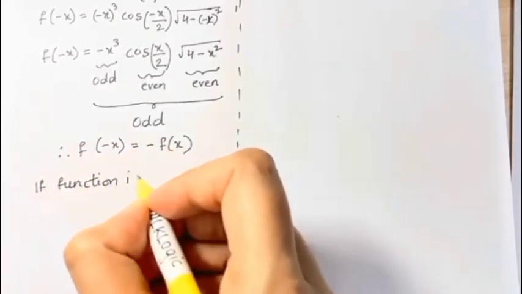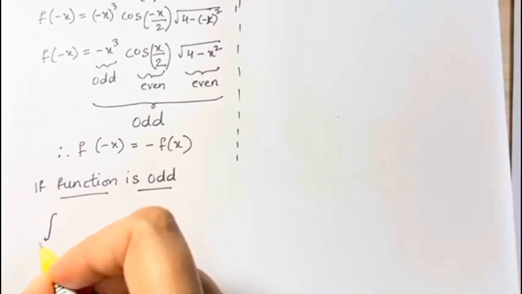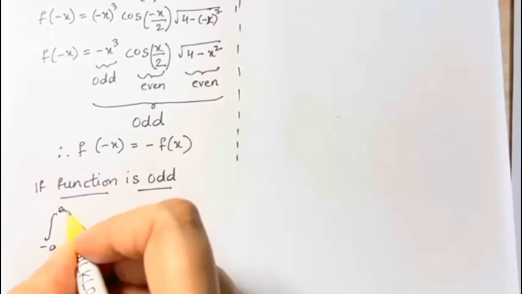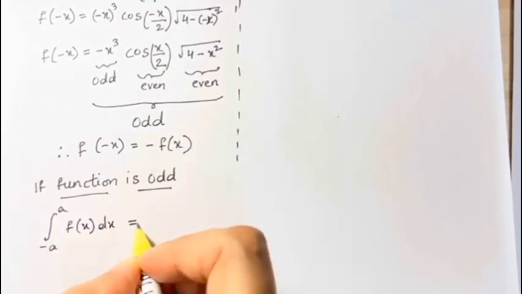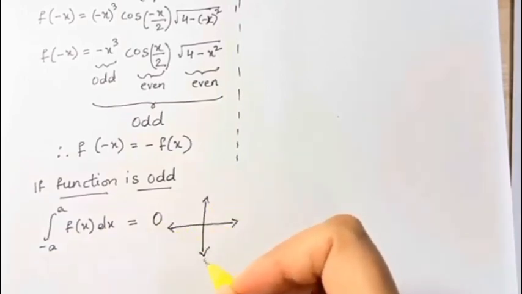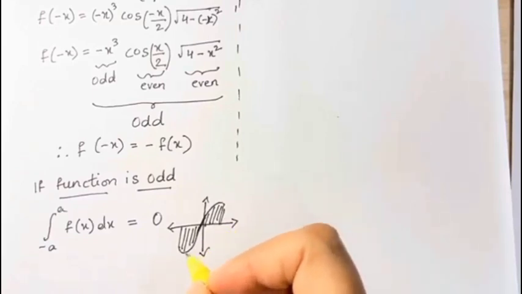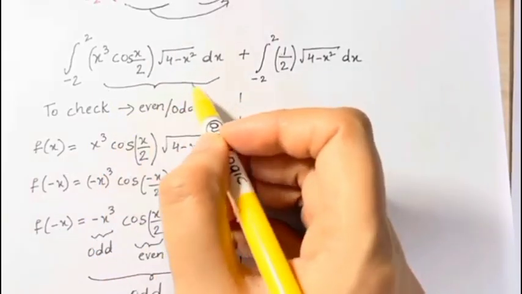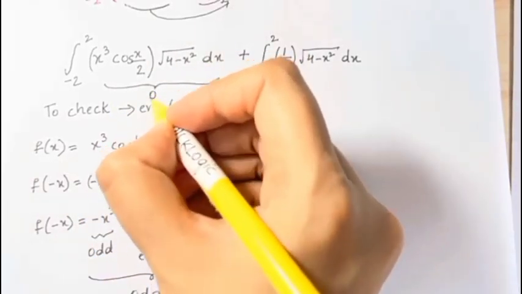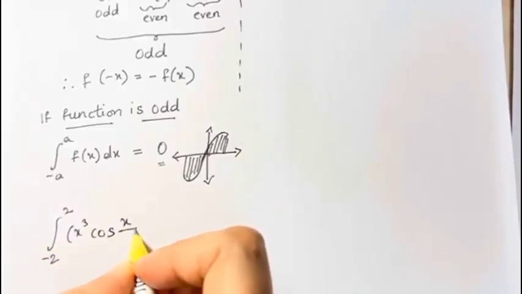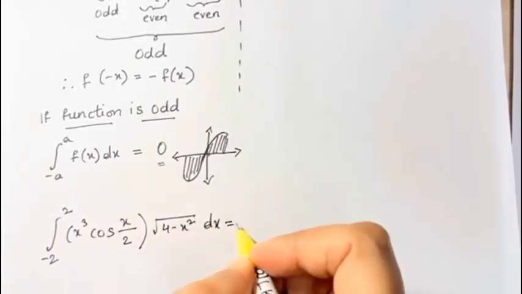Now, if the function is odd, recall the integral of an odd function over a symmetric interval from -a to a is 0. Because half the area is negative. The areas above and below the x-axis are equal. This means this entire integral vanishes and is equal to 0. Therefore, this whole integral on the left hand side is equal to 0.